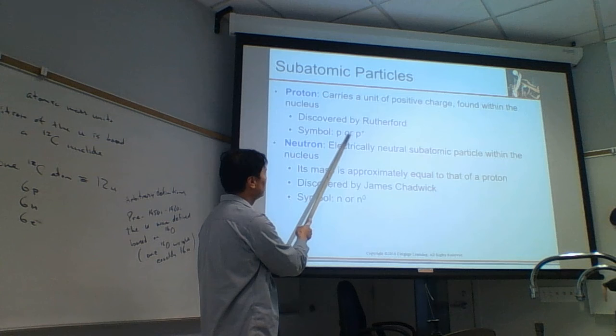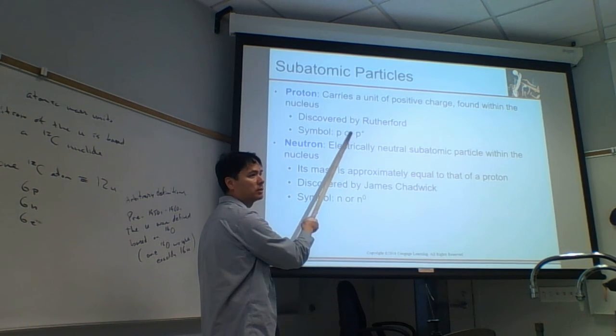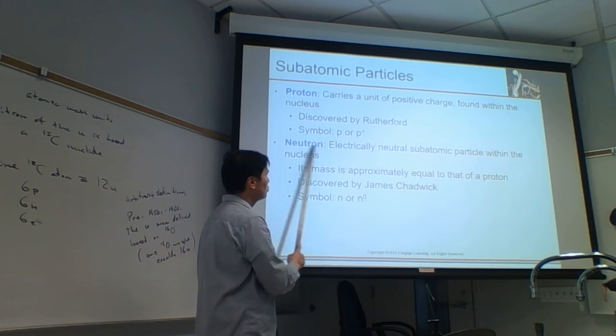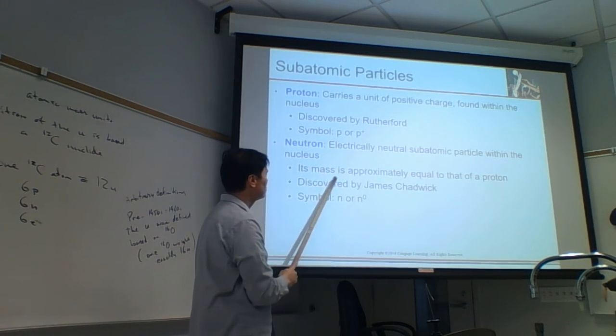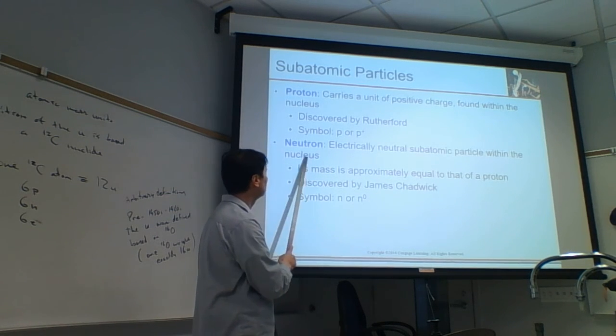Okay, the symbol is p or p+. The plus is to indicate it's positively charged, so I'm going to start using the p+ rather than the p. Okay, the neutrons are neutral. They don't have a charge, so they're just always n or n0. Actually, Chadwick did this one.